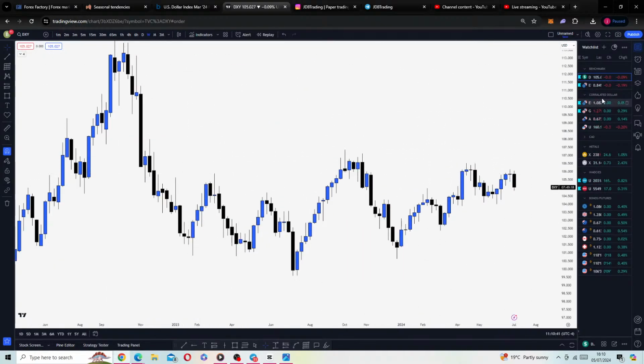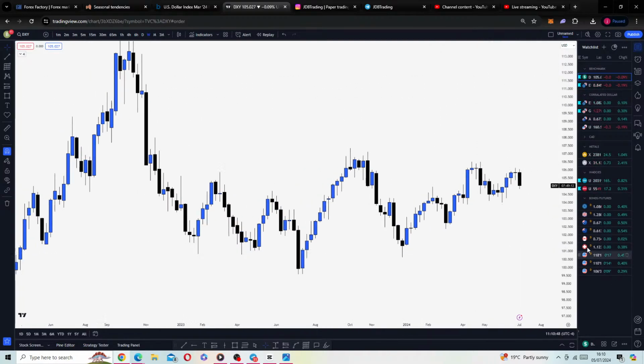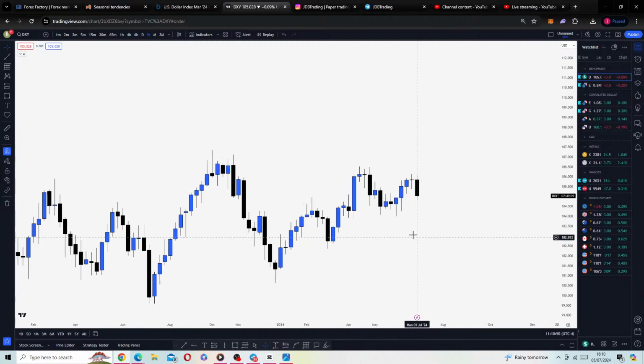So I'm going to start off with DXY. We're starting off with DXY because it's king. Out of all these pairs, DXY is king, and it's what you use.